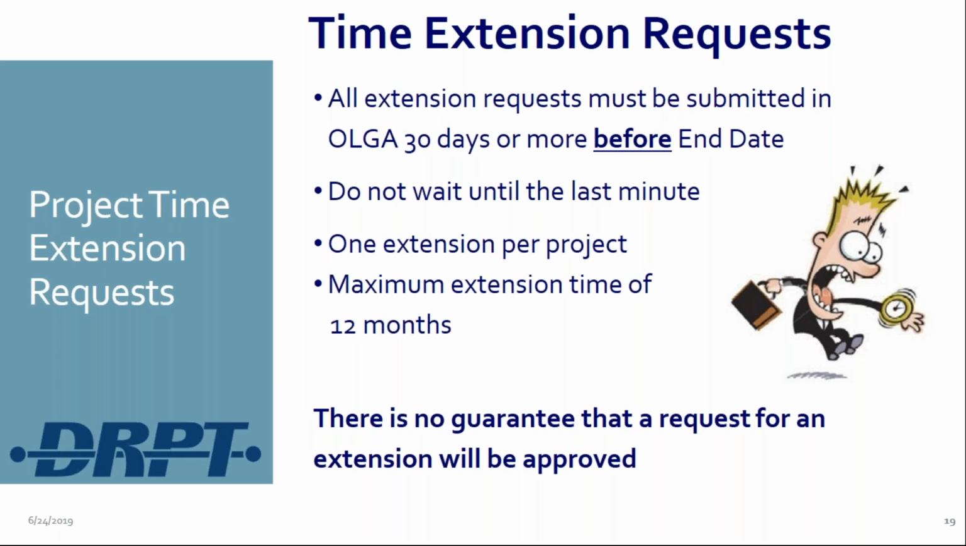If a time extension will be needed, then the extension request must be submitted in Olga at least 30 days before the end date of the grant. The reason for that is, depending on the circumstances of the request, between 3 and 6 DRPT staff have to approve it, so it takes us a little bit of time to review and approve requests. Again, it is our expectation that projects will be completed on schedule without the need for a time extension, but if one is needed, grant recipients may submit one extension request for a maximum of 12 months.